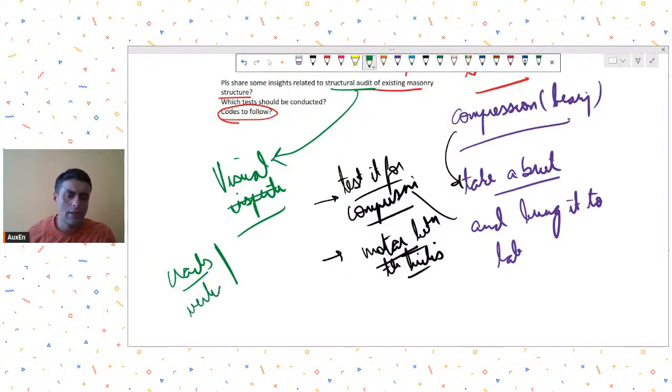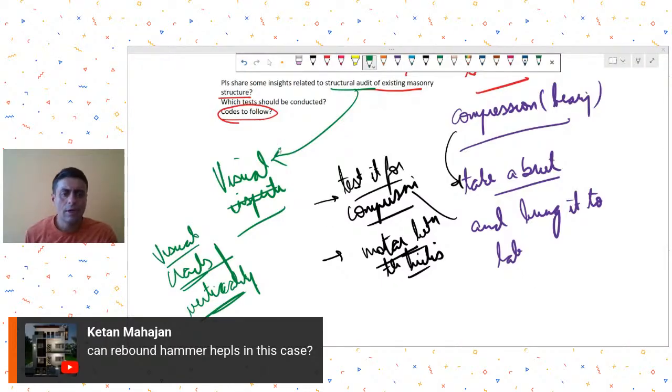You should check for verticality of the wall, because most of the time in these masonry walls, what might happen is that they can go out of plumb, and because their verticality is affected, their load bearing capacity also gets affected. So these are all visual inspections that you have to do. So checking for cracks, checking for verticality, I think these are some additional things that you could do on site. Mr. Ketan is adding rebound hammer over here.